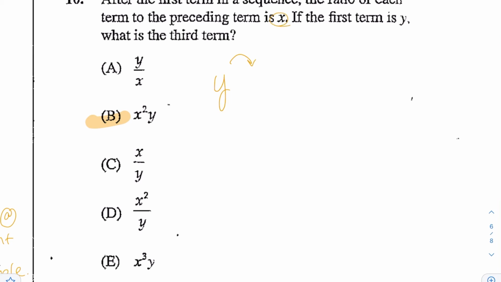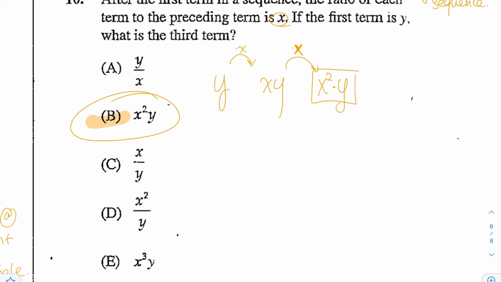So there's a common ratio, and that's called a geometric sequence, where you keep multiplying a number. In this case, it's x. So times x, so the next term will be xy, and it times x again, and you get x squared times y. And that's the third term, choice B.